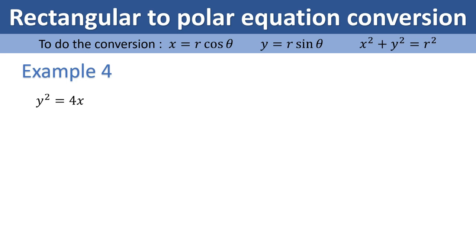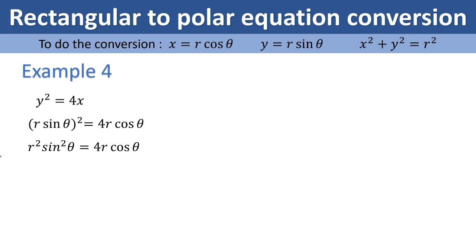Next, y squared equals 4x as a relation. You do the same. You substitute y by r sine of theta and x by r cosine of theta. You solve it. You have a product to the power. Using the property, it is r squared times sine squared.